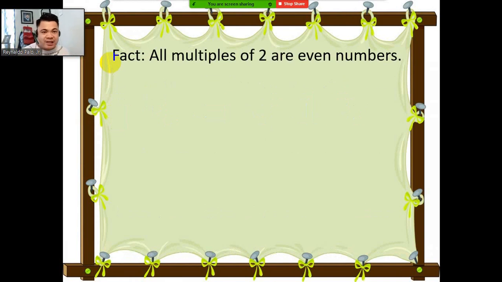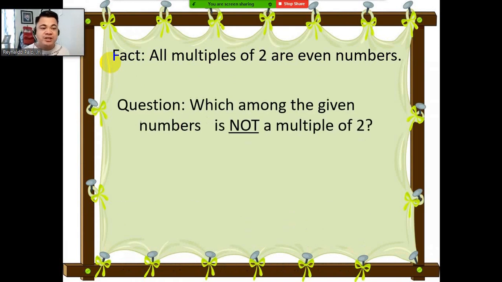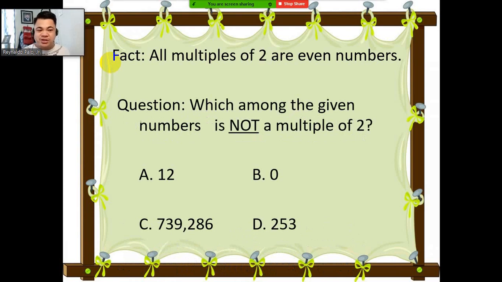Next, fact. If it is a fact, it is like a postulate, we will be accepting it as a true statement. All multiples of 2 are even numbers. Question is, which among the given numbers is not a multiple of 2? Letter A, 12, B, 0, C, 739,286, or D, 253. Alright, so analyze the choices and of course the question, and you have to answer based from the fact that all multiples of 2 are even numbers.